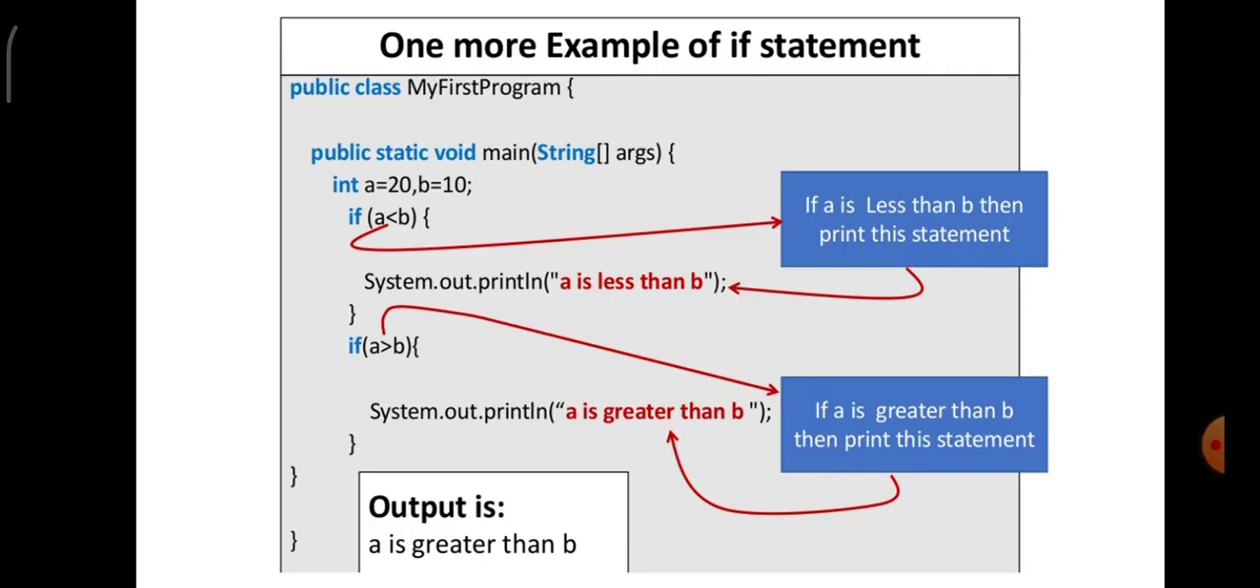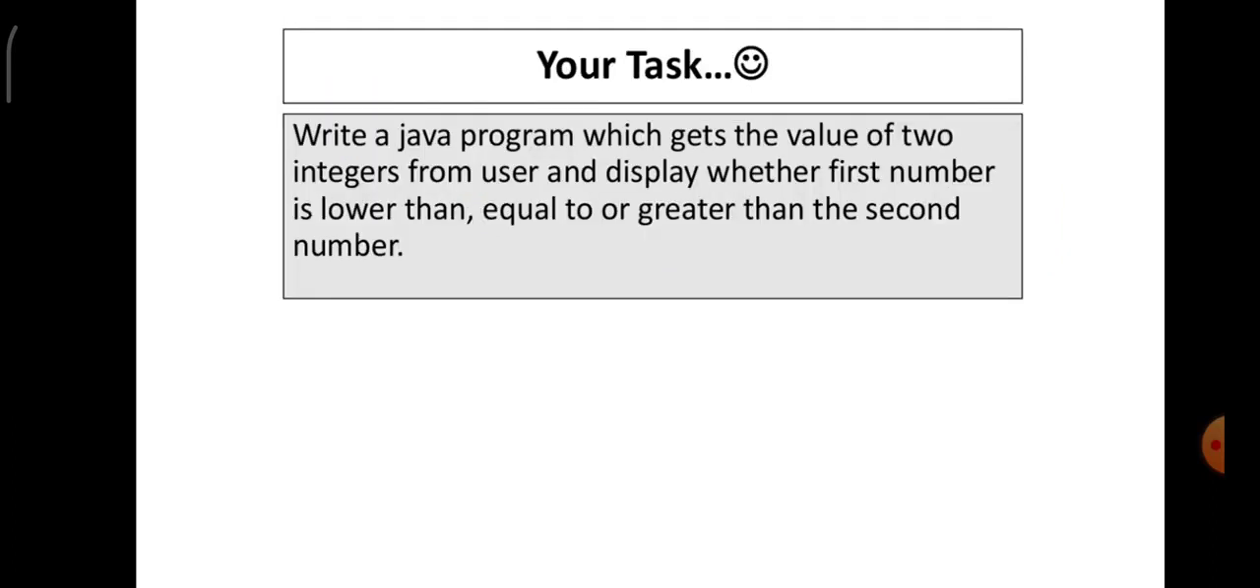And finally the output is A is greater than B, because here the initialization of A is 20 and B is 10, it looks for the condition and finally gives the output as A is greater than B.